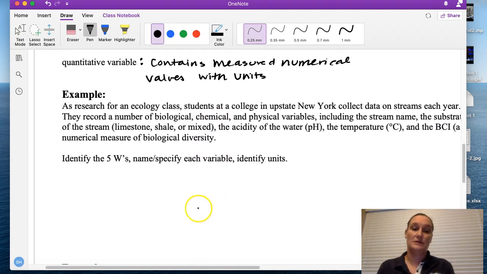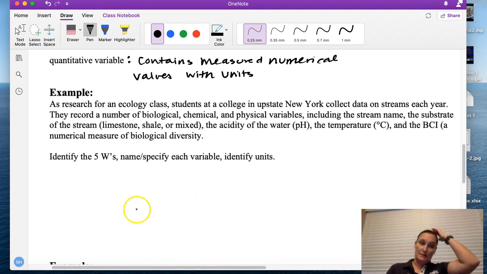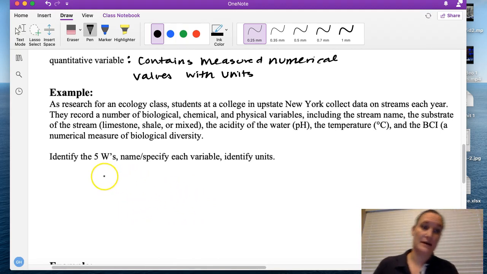Okay, so this example, this is really the only real example today. As research for an ecology class, students in a college in upstate New York collect data on streams each year. They record a number of biological, chemical, and physical variables, including the stream name, substrate of the stream, acidity of the water, the temperature, and the BCI, which is a measure of biological diversity. So identify the 5 W's.